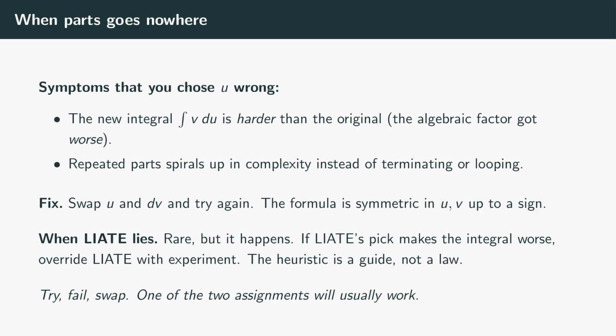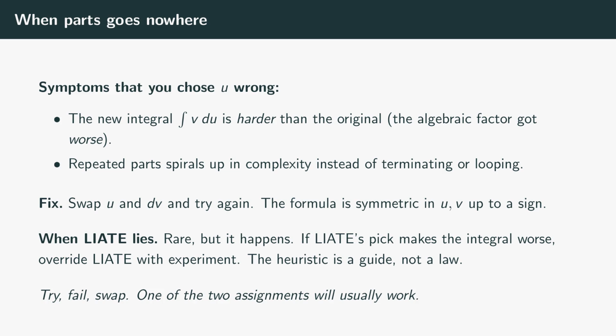Like substitution, integration by parts can fail. Here's the symptom. You apply parts, you get a new integral, the integral of v du, and it's harder than what you started with. Maybe the polynomial factor got worse, went up in degree instead of down. Maybe the trig got nastier. Whatever it is, the new problem isn't an improvement. The fix is mechanical. Swap u and dv and try again. The formula is symmetric. There are only two ways to split a product into u and dv, and if one fails, try the other. Usually one of them works.